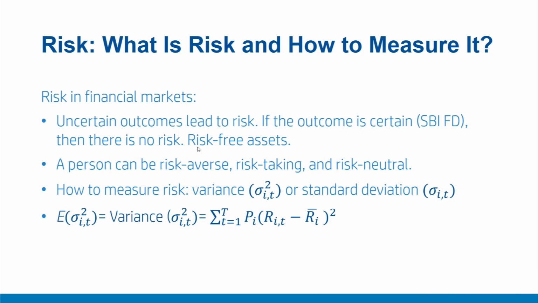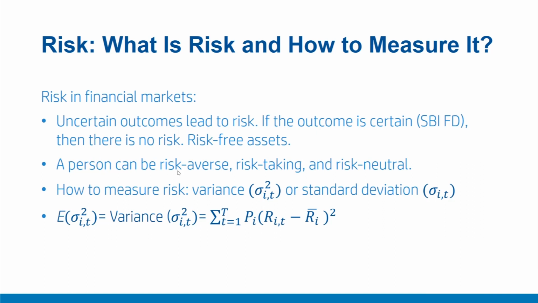Now, let us move to the computation of variance and standard deviation. It is quite similar to the computation of expected returns. Please remember that uncertain outcomes in financial markets lead to risk. For example, if the outcome is certain, as we discussed about SBI fixed deposits, then there is no risk, and that kind of instruments are called risk-free assets. The second important thing to remember here is that a person can be risk averse, risk taking or risk neutral.